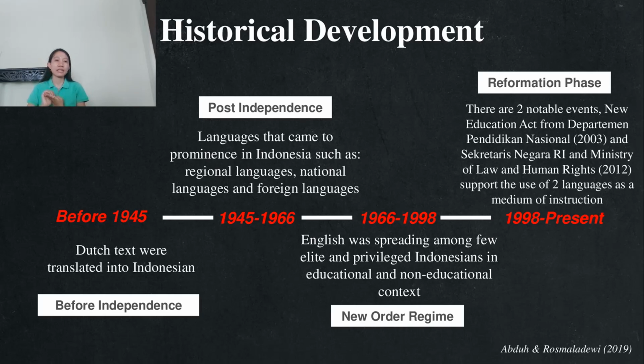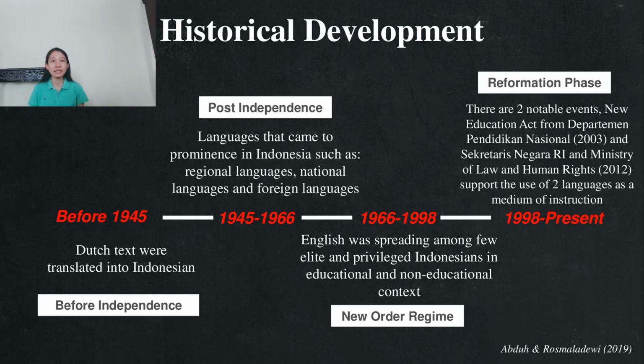The third phase started from 1966 until 1988. The bilingual agenda becomes more prevalent in educational sectors, and Bahasa Indonesia is strongly promoted through the use of Bahasa Indonesia yang baik dan benar. During this period, English is spreading among few elite and privileged Indonesians in educational and non-educational contexts.